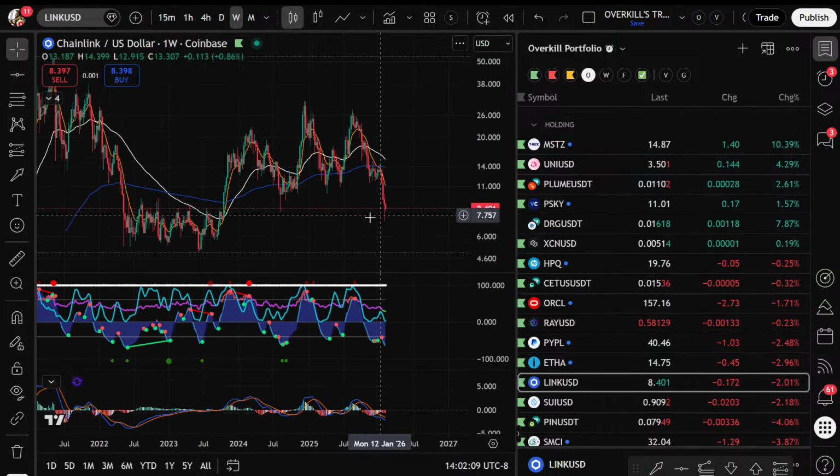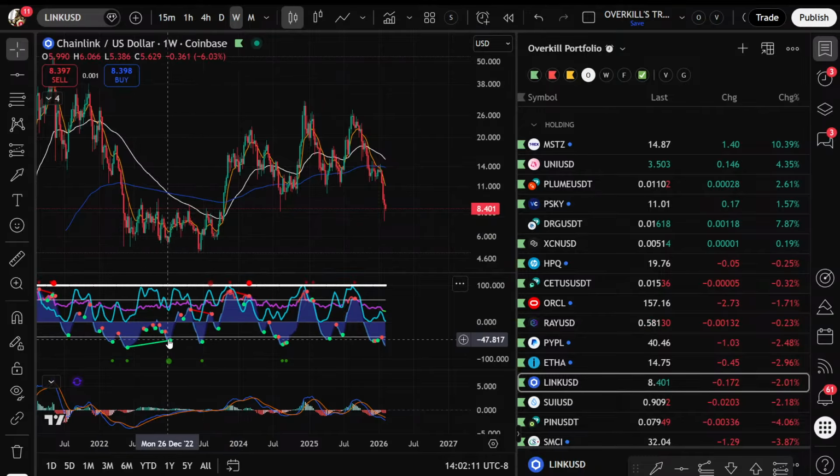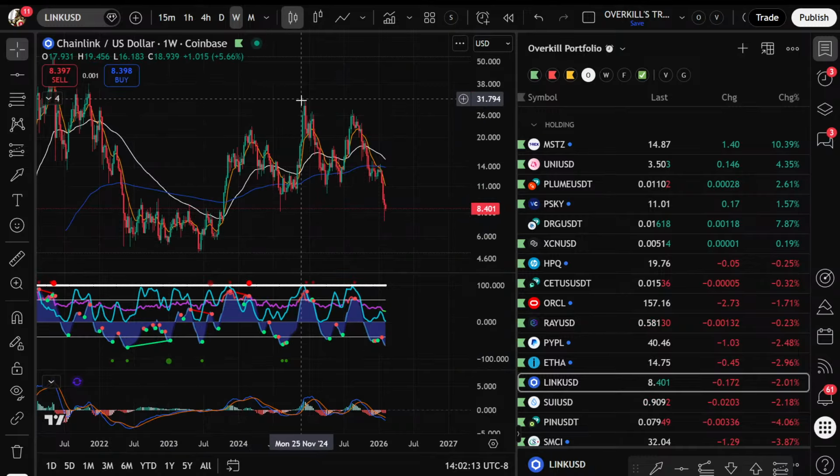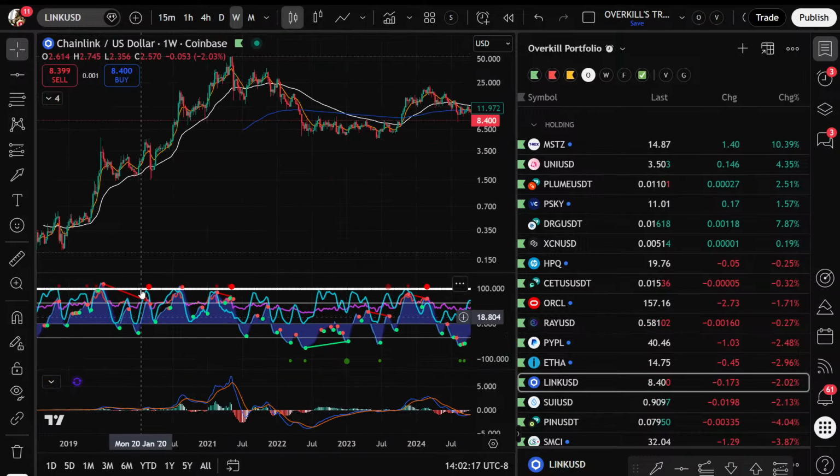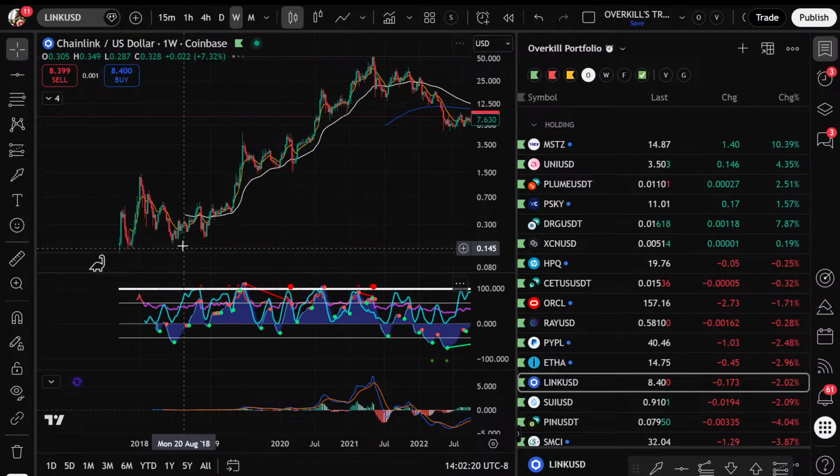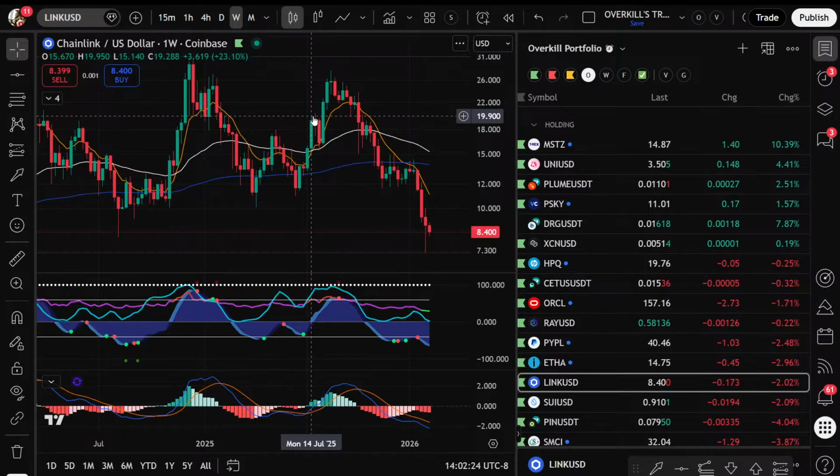Again, look at Chainlink. Every time you bought down here, it was a good trade. It was a great trade. Right here, boom. Back here, boom, right here. You were buying at 18 cents. It went all the way up to 53. That was an insane move.